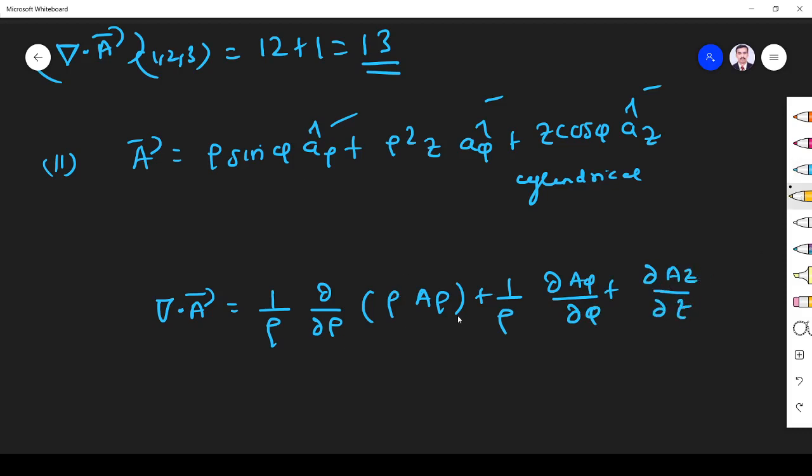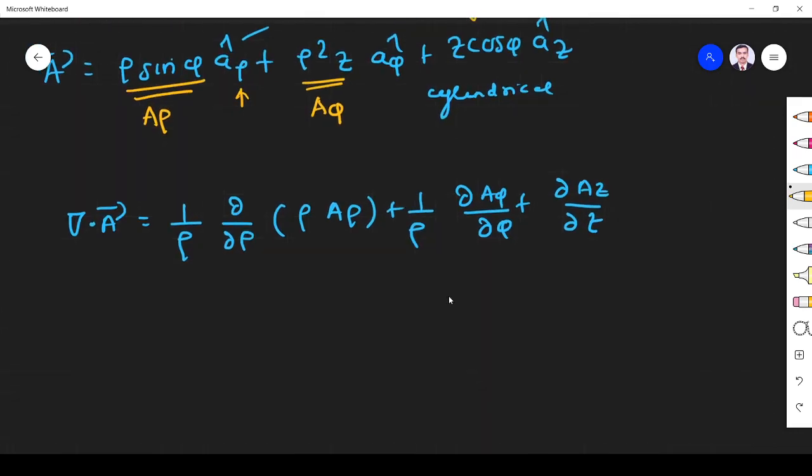What is A rho? A rho is the component of the vector along the rho direction. Similarly, A phi is the component of the vector along the phi direction. And what is the component along the z direction? This is Az. Right? Simply substitute it and differentiate it. You will get the answer.